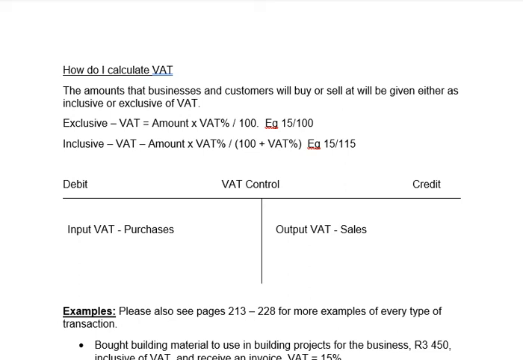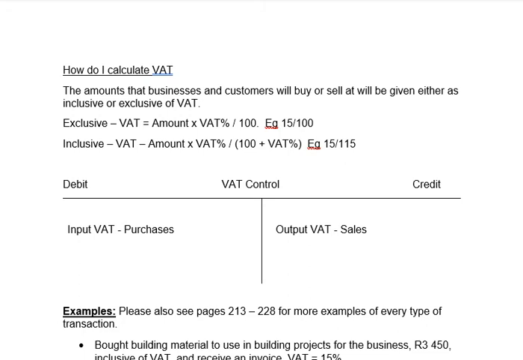If the amount is given to you exclusive of VAT and you want to calculate the VAT, you're going to take the amount times the VAT percentage over 100, because we are now using 15%. So if it's 15%, 15 over 100. If it's 14%, 14 over 100. If it's 10%, 10 over 100. So take the VAT percentage over 100.